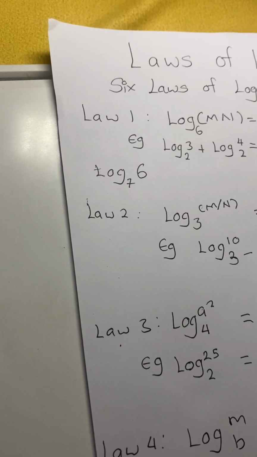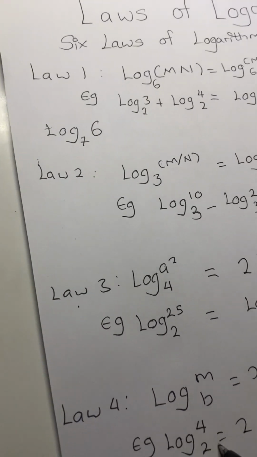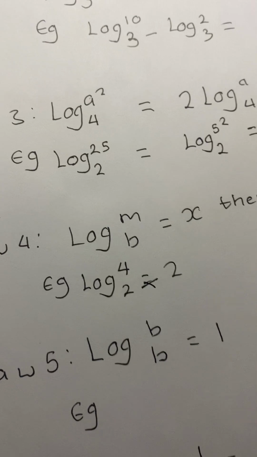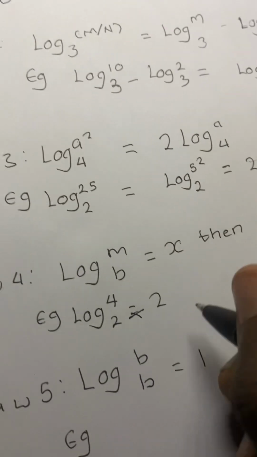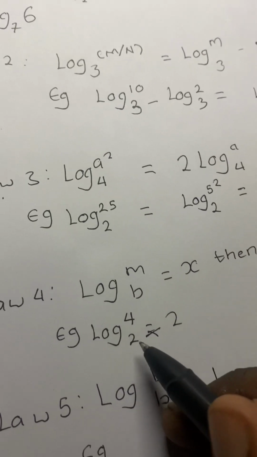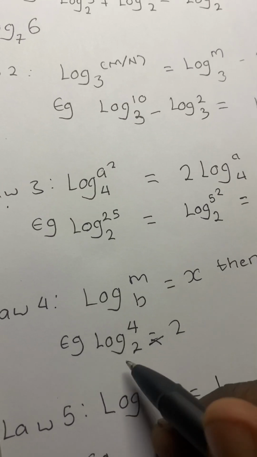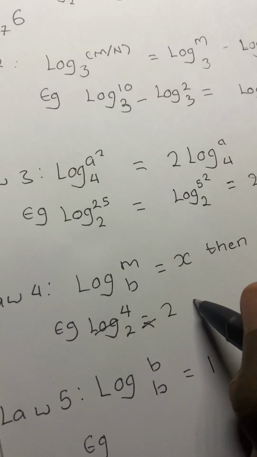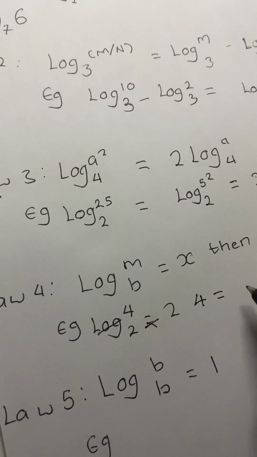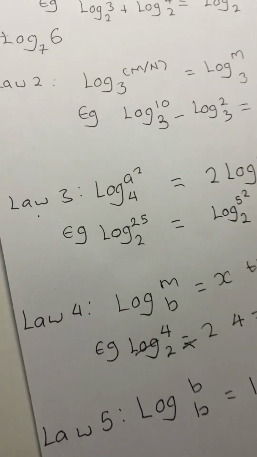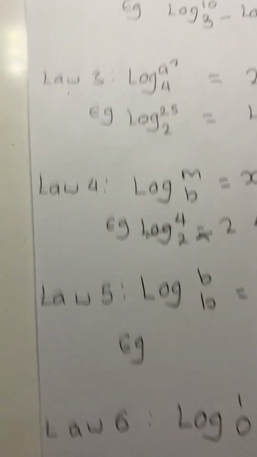So how do I solve it? I do this, which goes here, and this is going to be 4. When I take this and power this up and put this here, the log cancels, which means that 4 is equal to 2 raised to the power of 2. That's what the fourth law is.